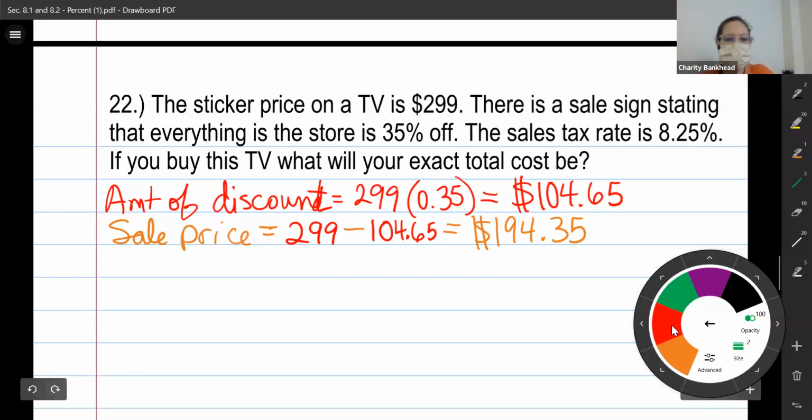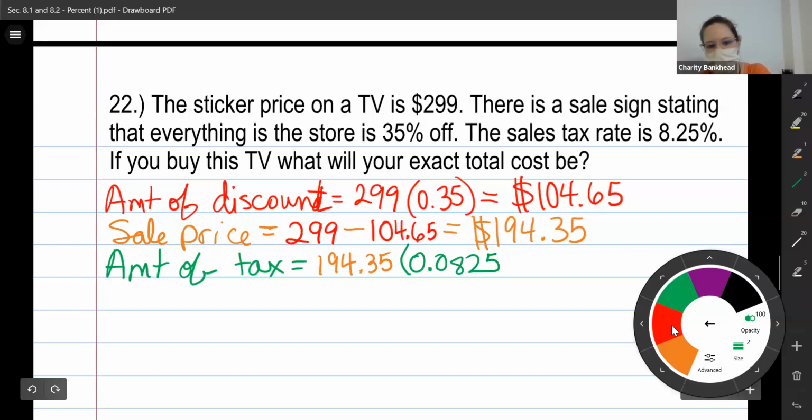All right, and then we could calculate the amount of tax, which would equal the sale price times the tax rate. So 194.35 multiplied by 0.0825. So round it to the nearest cent, so that'll be 16.03.